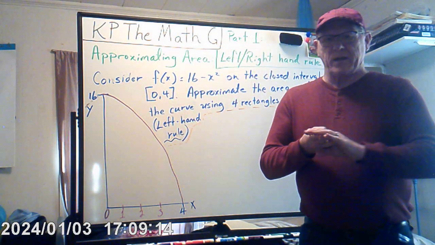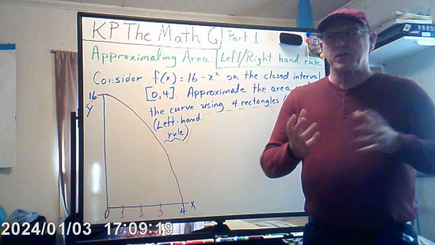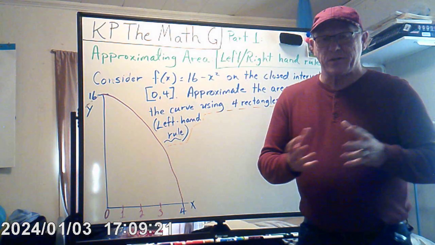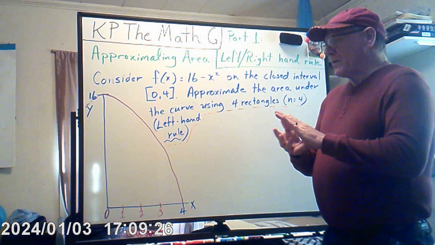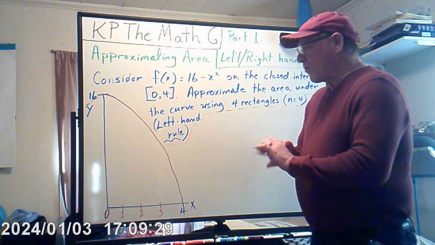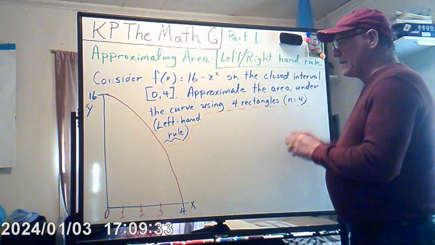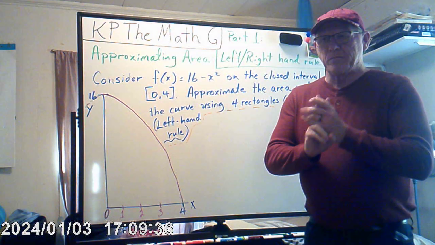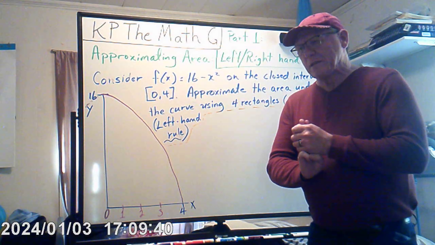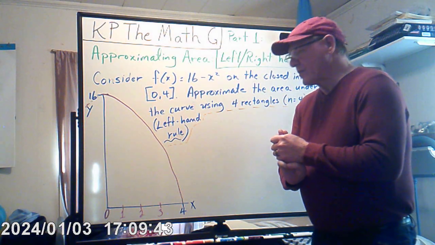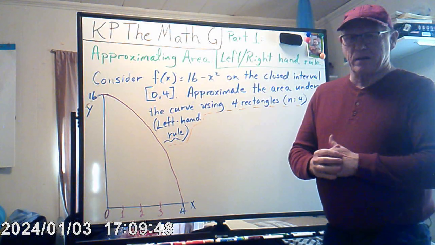There are 3 parts to this, and maybe parts 4 and 5 that involve a table. At least for right now, we're looking at part 1. In part 1, we're going to look at both the left and the right hand rule. In part 2, we're going to look at the midpoint rule. In part 3, we're going to look at the trapezoidal rule. First of all, let's look at the left hand rule here.